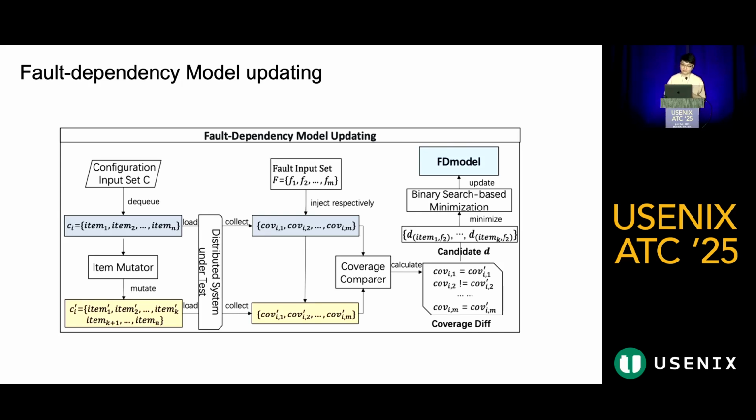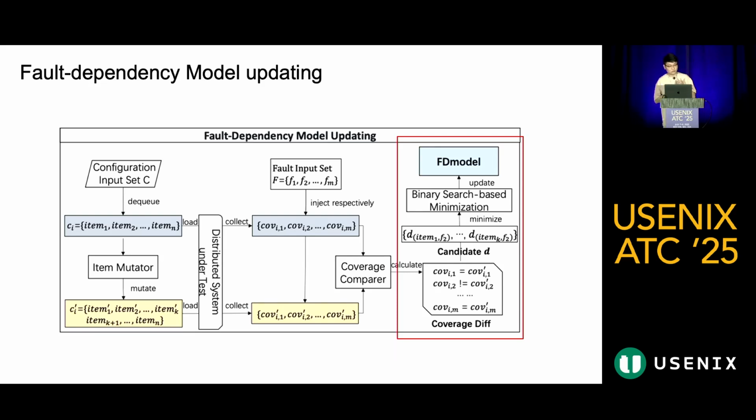CAFault uses dynamic runtime information to keep learning these hidden dependencies so it can constantly update and improve the FDModel. The key idea here is if we inject the same fault input but change a configuration item, and that causes a change in execution coverage, then we say this configuration item and this fault input are dependent on each other in how they affect the system's execution behavior.